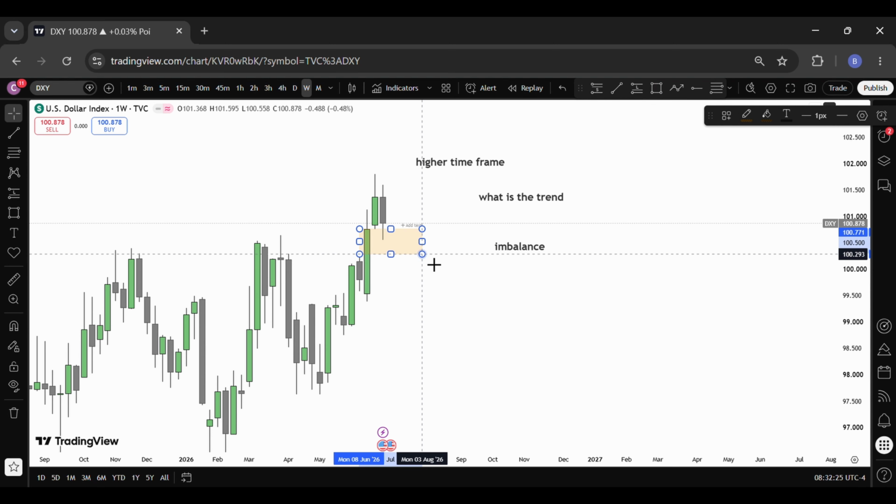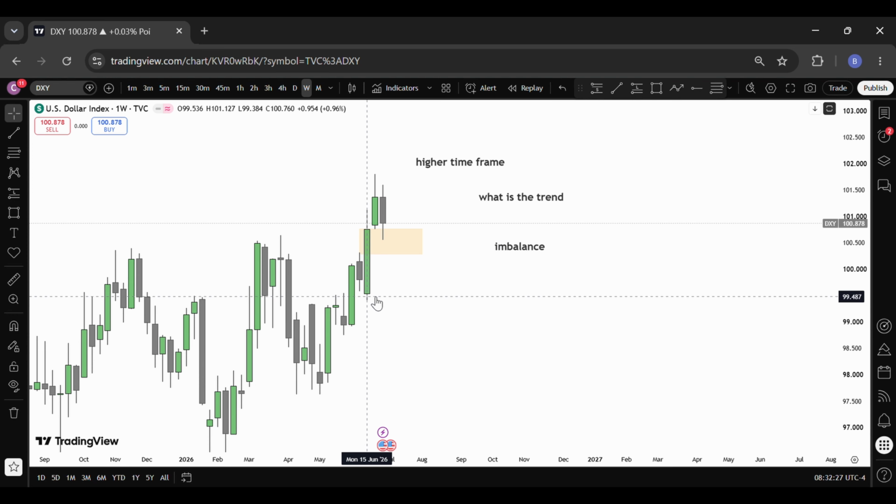And why is this a valid imbalance? Because it consists of 3 consecutive candles which created a gap. So you can see the wick of this candle failed to close below here, and the wick of this candle failed to close above here. So it created this gap, and creating this gap means price is most likely going to seek value from it.